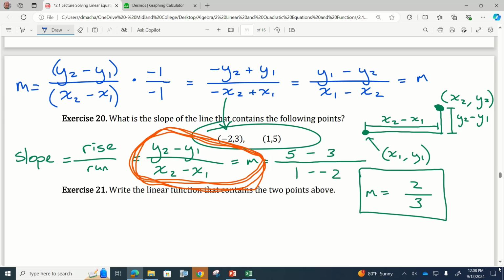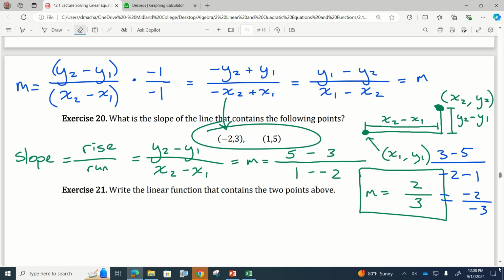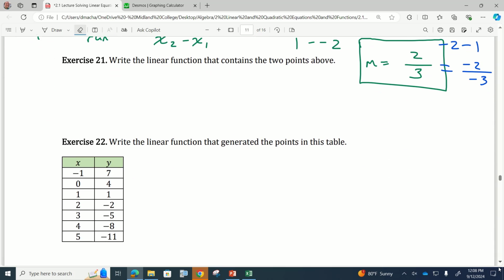So we could have done, for example, maybe this will clear it up. If you had instead said 3 minus 5 divided by negative 2 minus 1, I just swapped the order. 3 minus 5 is negative 2. Negative 2 minus 1 is negative 3. But 2 negatives make a positive, so negative 2 divided by negative 3 is positive 2/3. They're the same. Swapping the order doesn't matter. Great question. So memorize it any way you like, as long as it works.